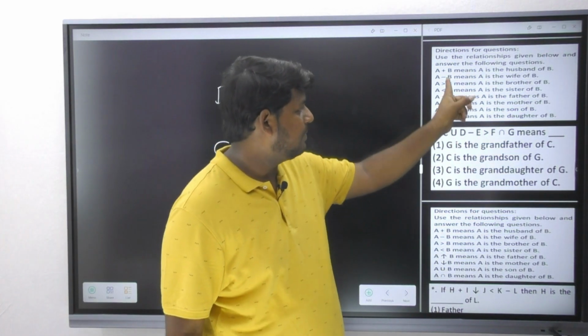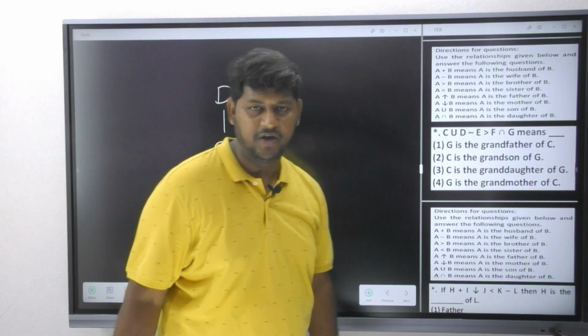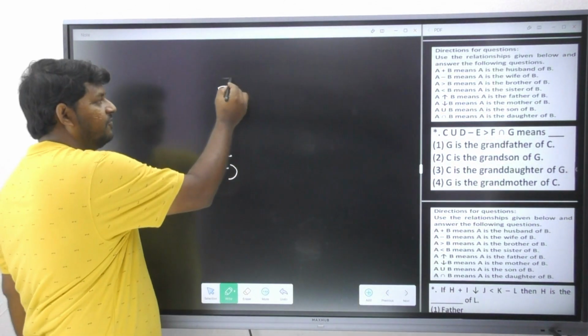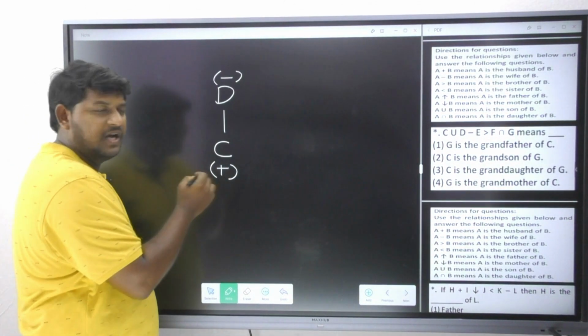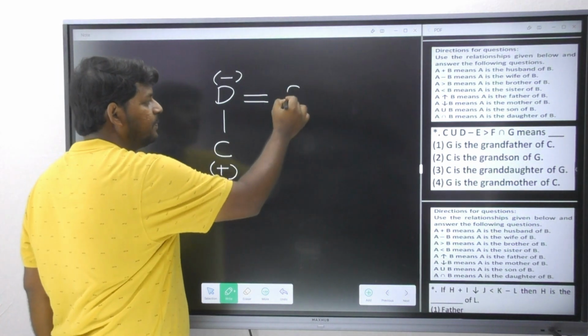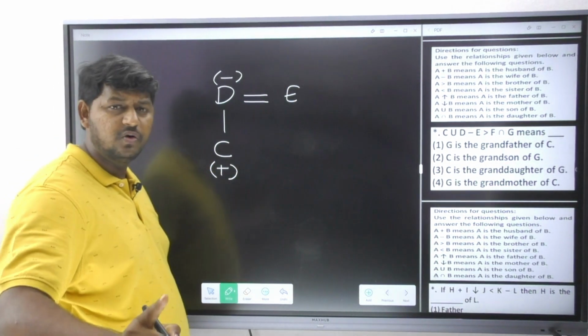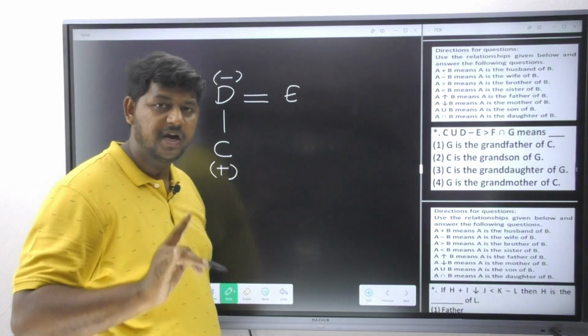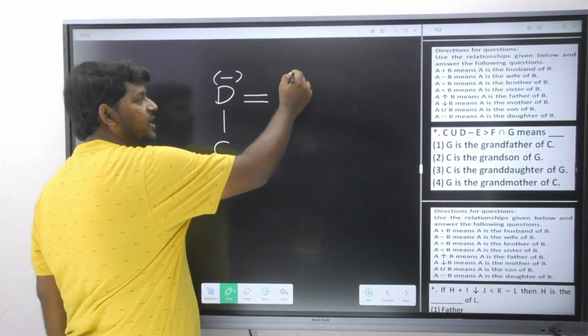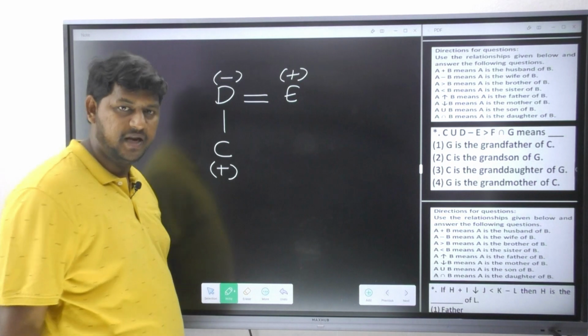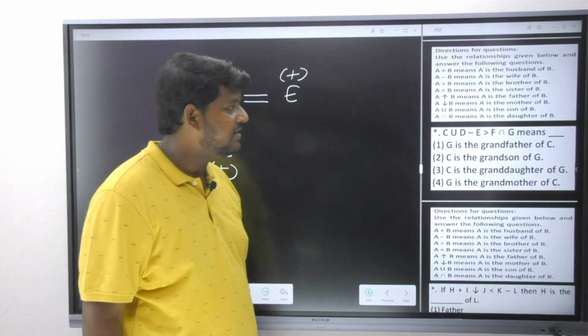D minus E. Minus is indicating what here? Wife. So D became the wife. Wife means female. She became the wife of whom? E. Without going into further information or any clarity, you can say the gender of E as male. Next one, E greater than F.